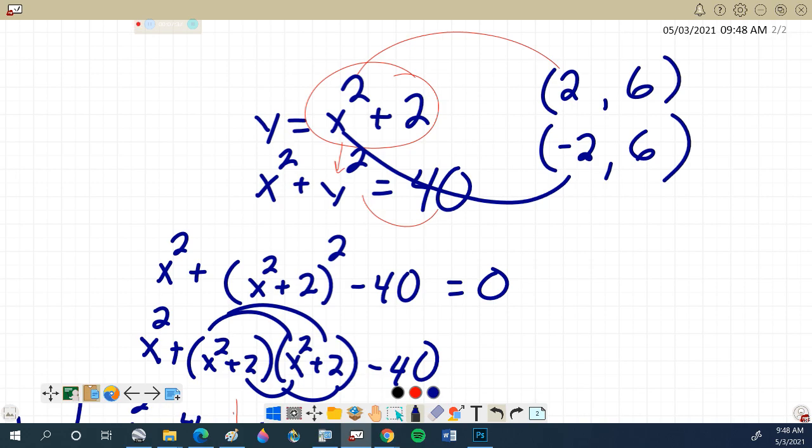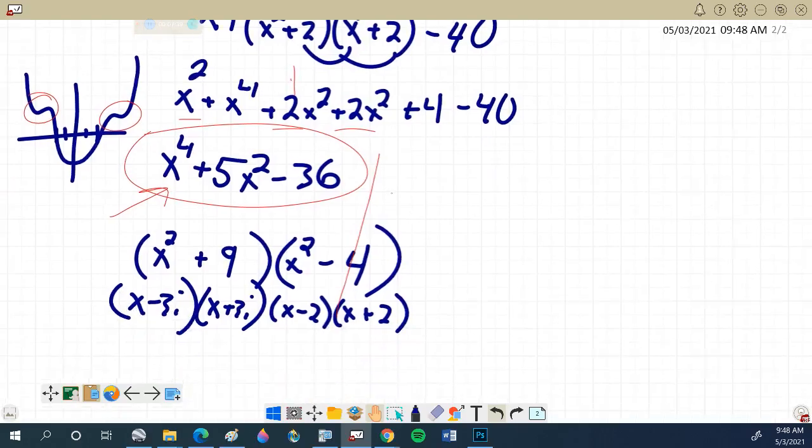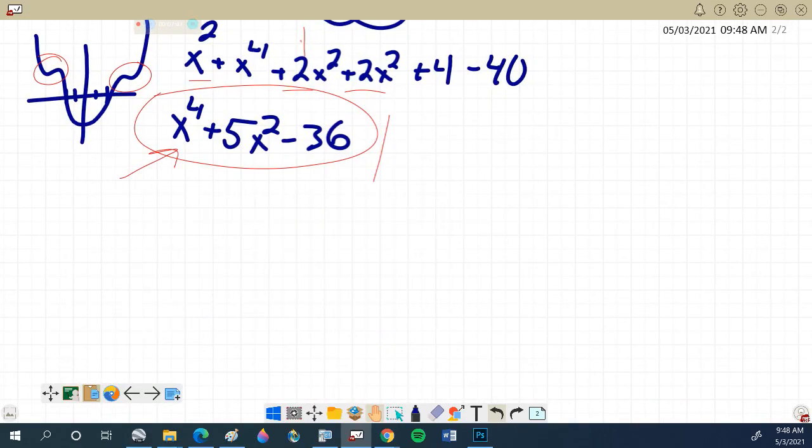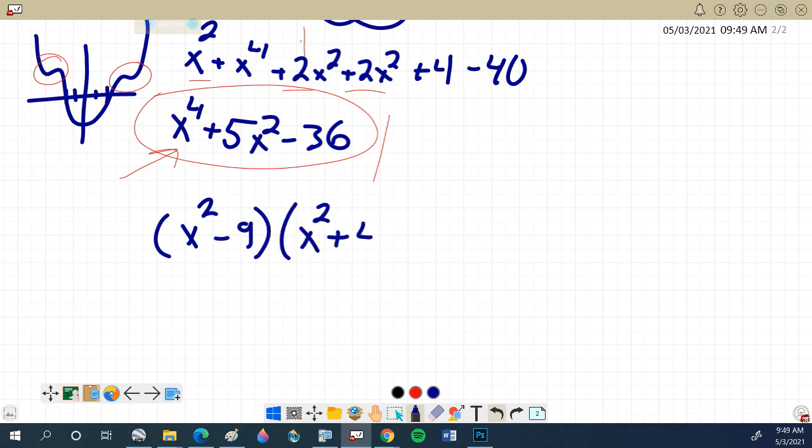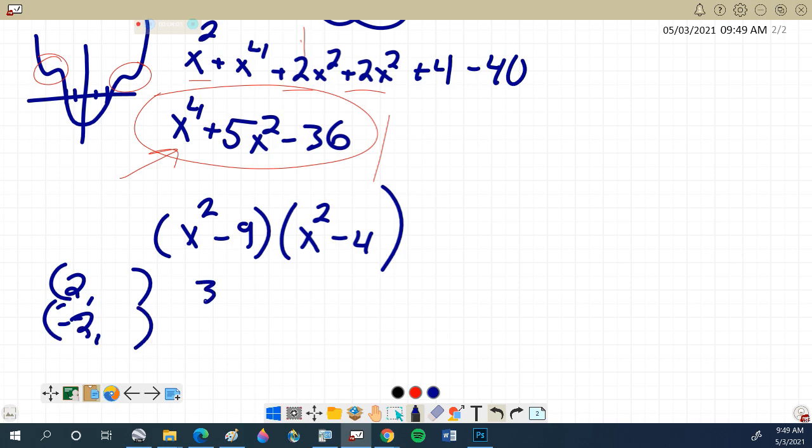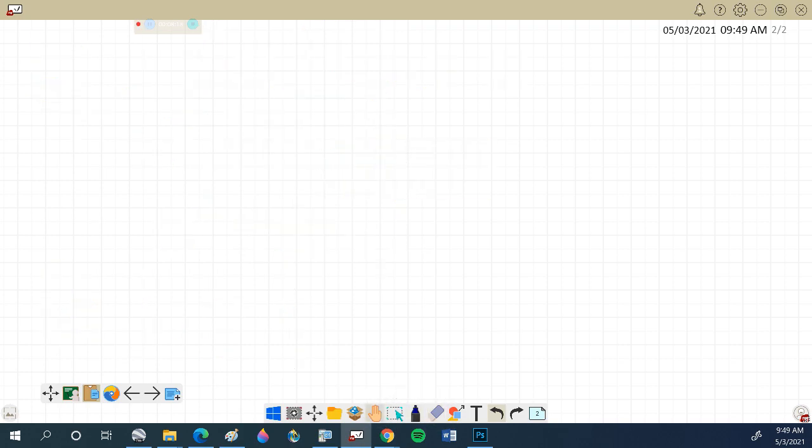Okay? Now, don't write this down, but let me show you something. What if this equation down here was x squared minus 9 and x squared minus 4? Then there are 4 roots. 2, negative 2. Oh boy. I'm way off today, guys. Sorry. 3 and negative 3. And then you have to plug all of those back in to find the y values. Does everybody understand that? Okay, let's do same problem, different method.